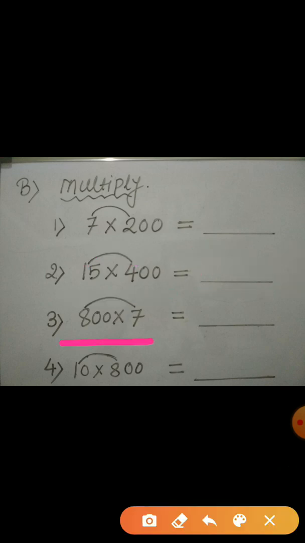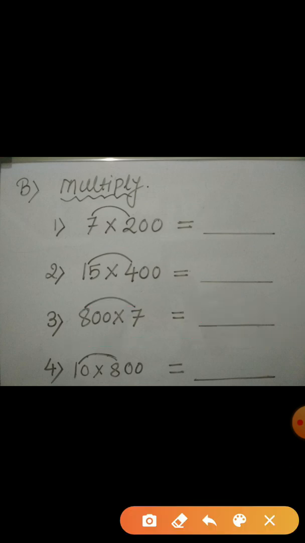Next example, here we have to multiply 800 and 7. First I am going to write down the two zeros at the end and then I multiply the remaining numbers 7 and 8. 7 8s are 56. So the answer is 5600.